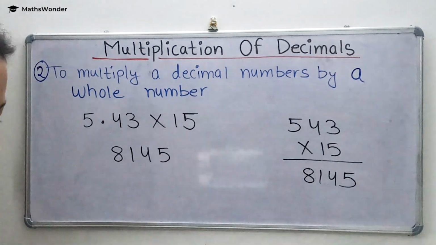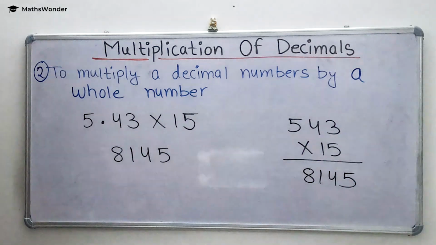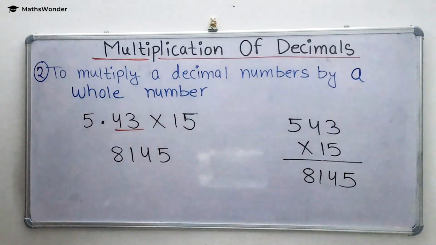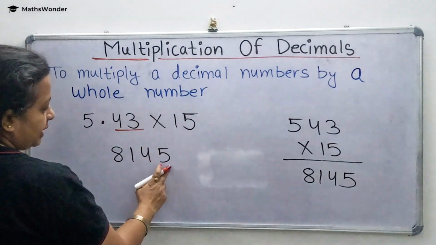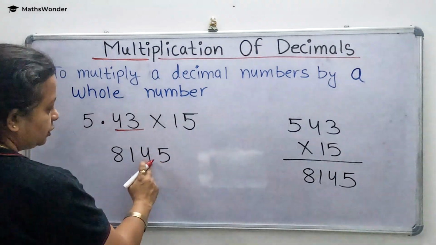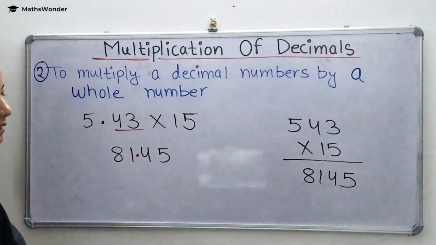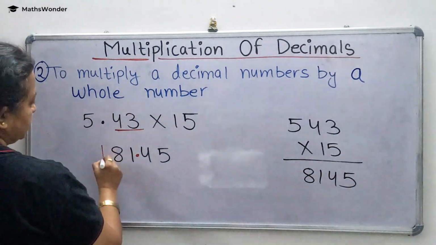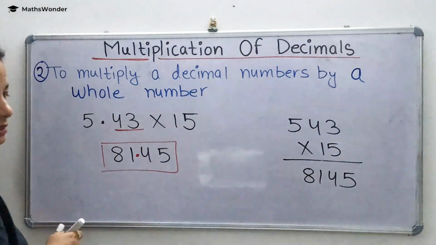Now, count the number of decimal places. So how many decimal places here? 2 decimal places, right? So start at the right of the product and count the places. So 2, you start from the right, 1, 2 and put the decimal point here. This is your final answer.